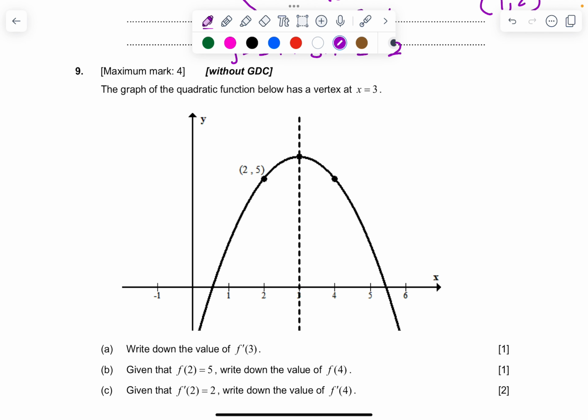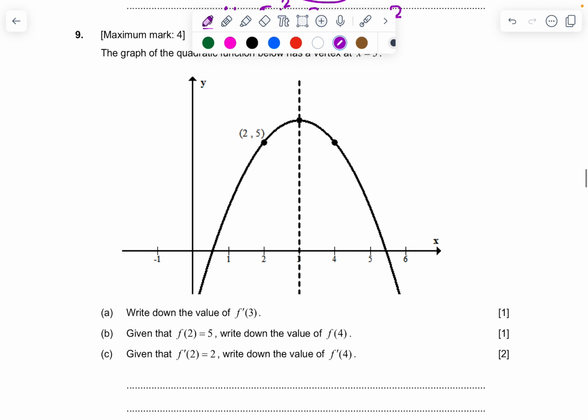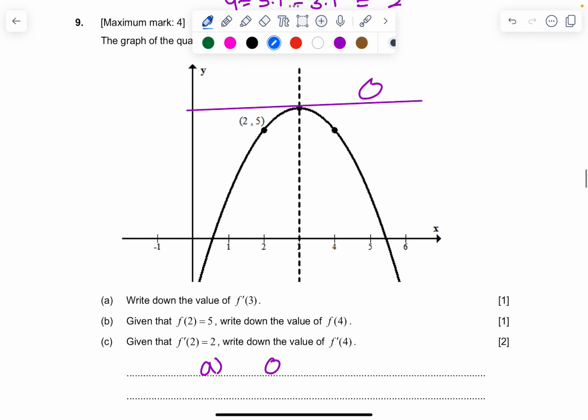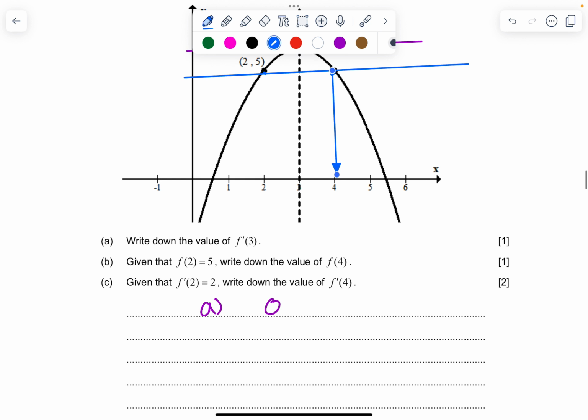The graph of the quadratic function has a vertex at x equals to 3. Write down f prime 3. At a vertex, the derivative is going to be 0. So part A, it is 0. F of 2 equals to 5. Write down the value of f of 4. We can see that they are at the same line. So f of 4 also will be equals to same 5. So part B, it's going to be f of 4 also is equals to 5. F prime of 2 equals to 2.